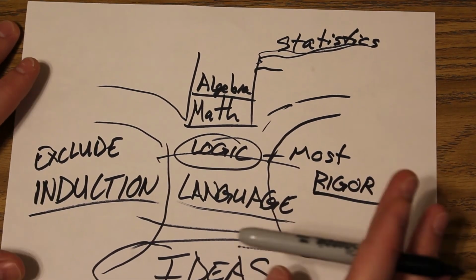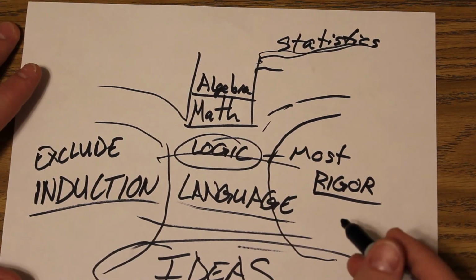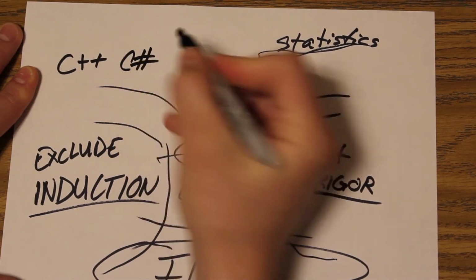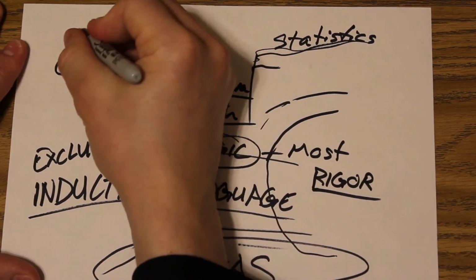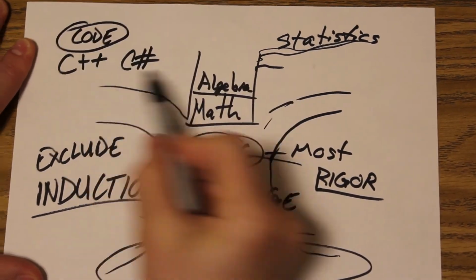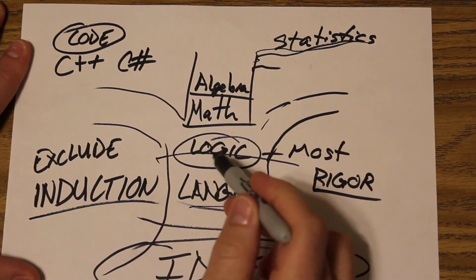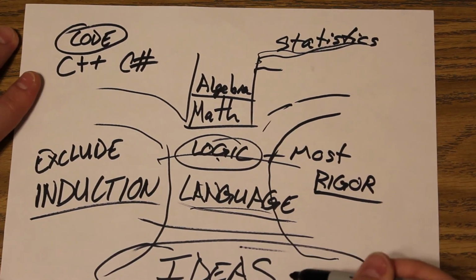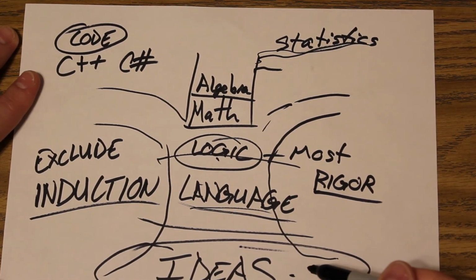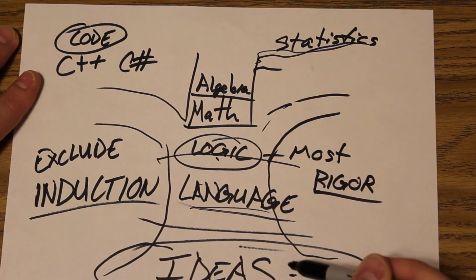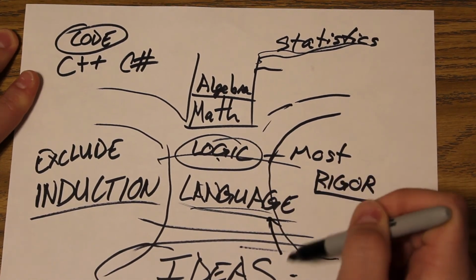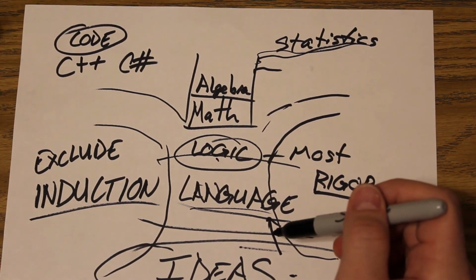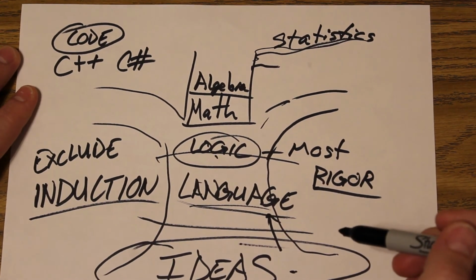It loses its rigor. Computers are using code like C++ or C#. These codes are just languages that are based on logic. They're based on ones and zeros. So logic is the most rigorous. It's the most calculable, most absolute, certain way of conveying ideas. So that's why logic is really important, and it's your fundamental case for everything that you're going to do from here on out.